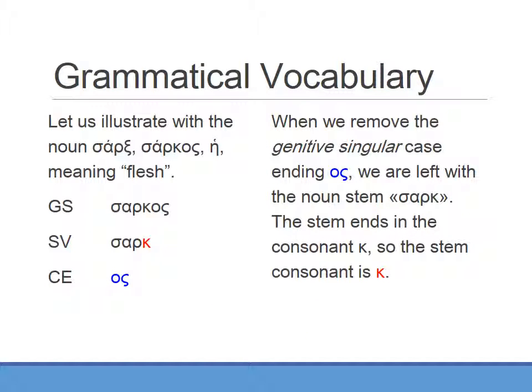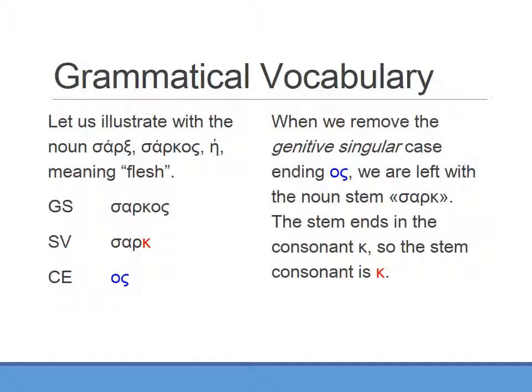We can illustrate this idea by looking at the noun sarx, sarkos, hē. So in the dictionary we are going to find sarx, sarkos, hē, meaning flesh. The nominative singular is sarx. The genitive singular is given next. It is sarkos. And the hē tells us that it is feminine.